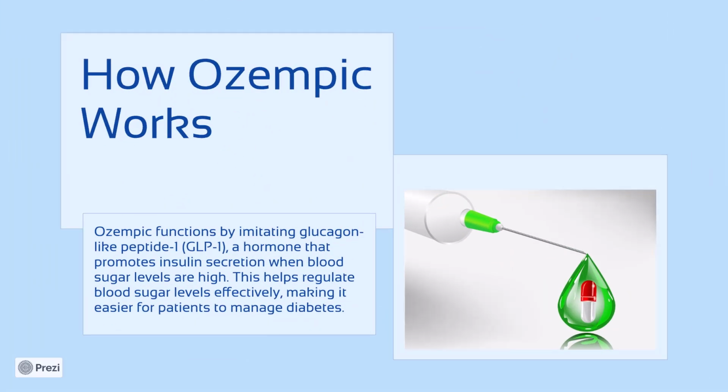How Ozempic works. Ozempic functions by imitating glucagon-like peptide GLP-1, which, as we said, is a hormone that promotes insulin secretion when blood sugar levels are high. This helps regulate blood sugar levels effectively, making it easier for patients to manage diabetes.